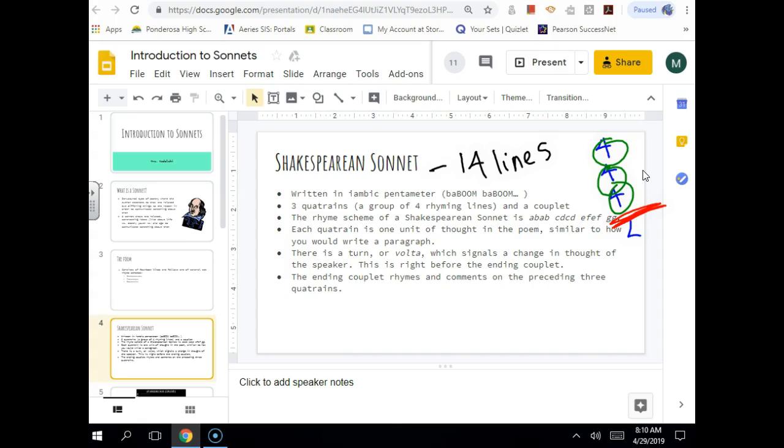Good job. So the ending couplet rhymes and comments on the preceding 3 quatrains. So like I said, the speaker is going to talk about something for 3 different quatrains, right? 4, 4, 4. They're going to be like, oh, I figured out my issue. That's when they turn and make a lasting comment, just like a conclusion in a paragraph, in an essay, right? The couplet's like a conclusion. It just is like the last comment on what they've been discussing.